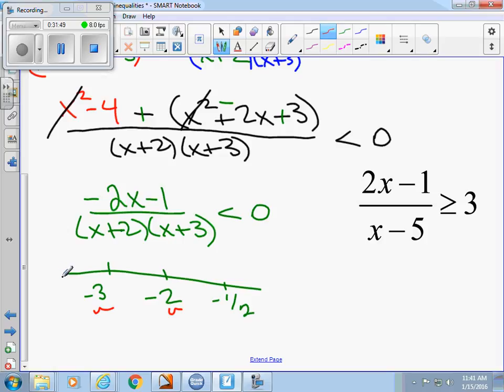Plug in numbers, negative 4. I get a positive on top, negative, negative, which makes a positive.